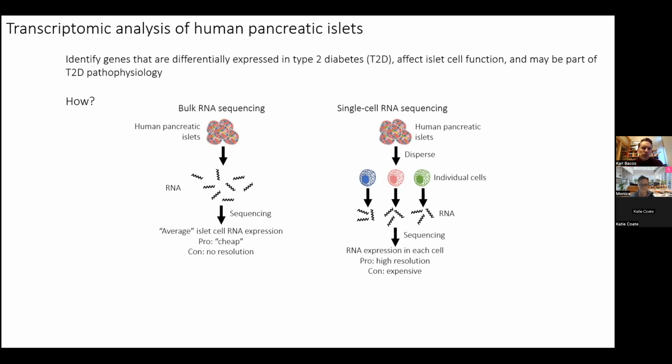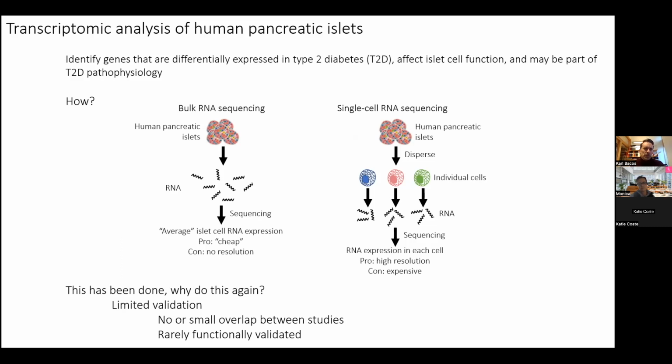You can do transcriptomic analysis in different ways. You can do bulk sequencing, which is basically just analyzing the whole islets, or you can do single-cell RNA sequencing. Bulk sequencing is good because it's relatively cheap, but there's no resolution, while single-cell sequencing gives you high resolution, but it's also extremely expensive. And we chose to do bulk RNA sequencing to take advantage of a very large cohort of human islets that we have access to. So this has been done before. So the question is, why are we doing this again?